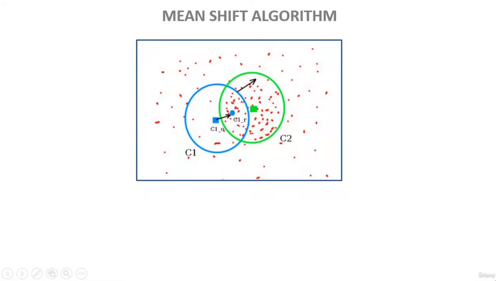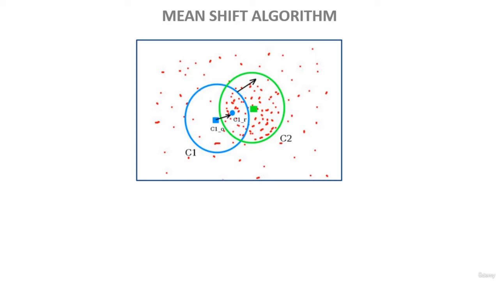Mean shift algorithm is defined as an algorithm that iteratively shifts a data point to the average of data points in its neighborhood. It's a non-parametric clustering algorithm that does not need prior information of the number of clusters and also does not constrain the shape of the clusters.